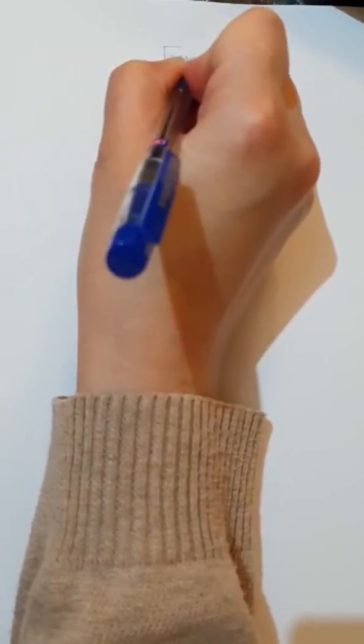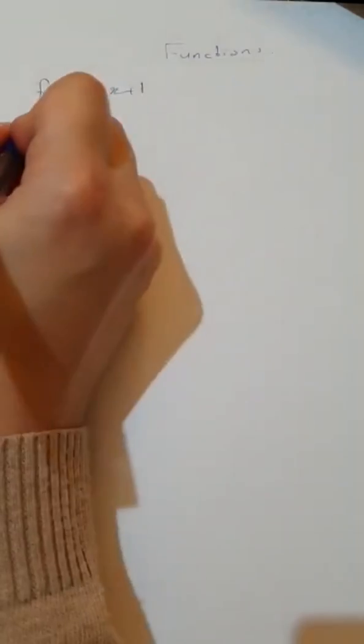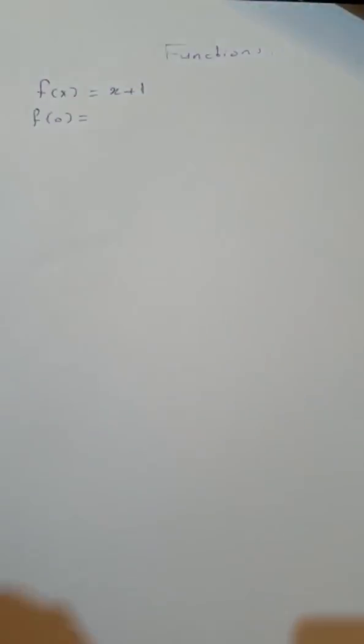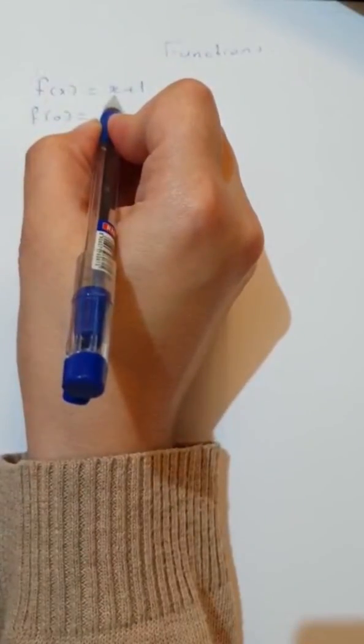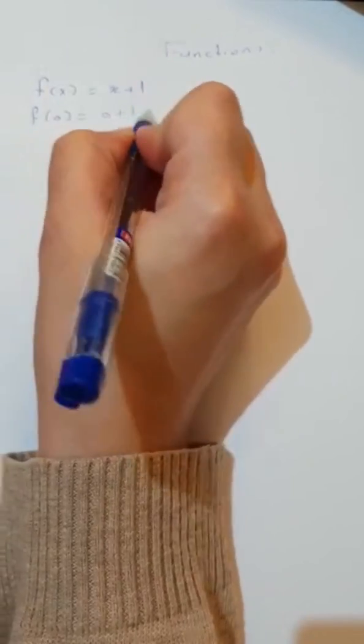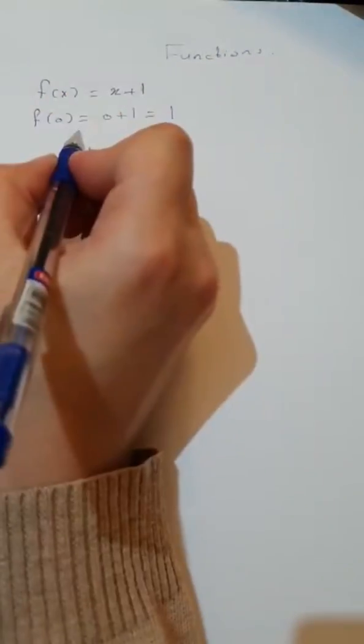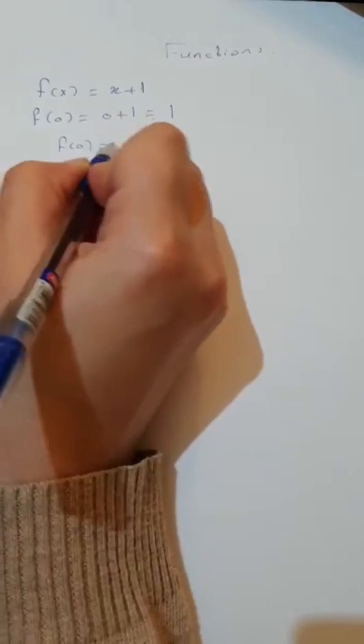Good morning, everybody. We're gonna today start with the functions. We're gonna talk about how to find the value in this function, or how to substitute any value in this function. Let's say we have f of x equal to x plus 1. So if I want to find f of 0, the easy way is just to replace x by 0. So it will become 0 plus 1, so the value will become 1. According to this, we can say f of 0 equal to 1.